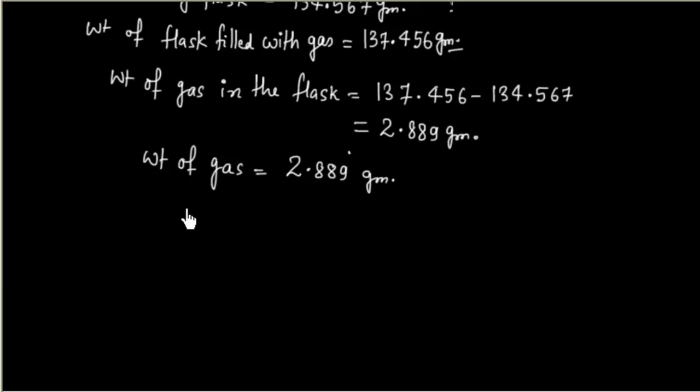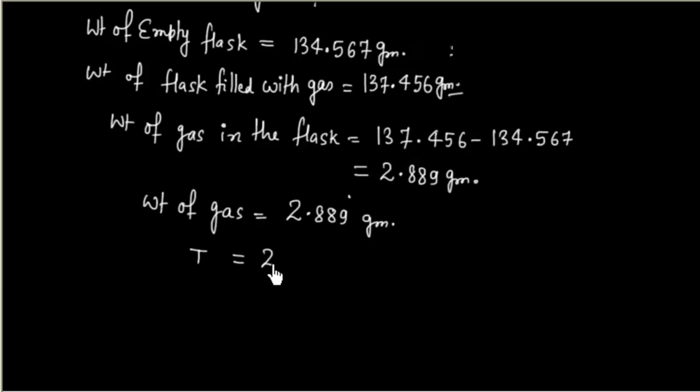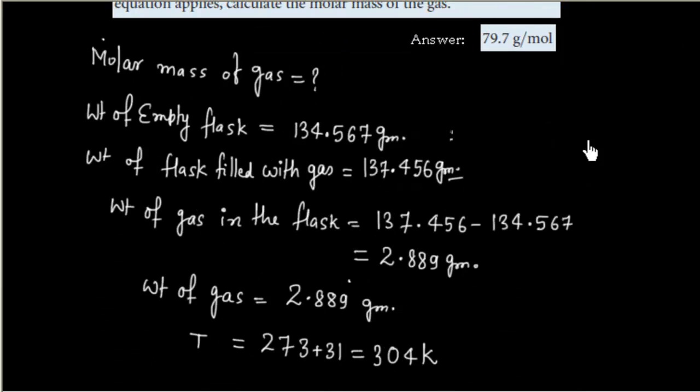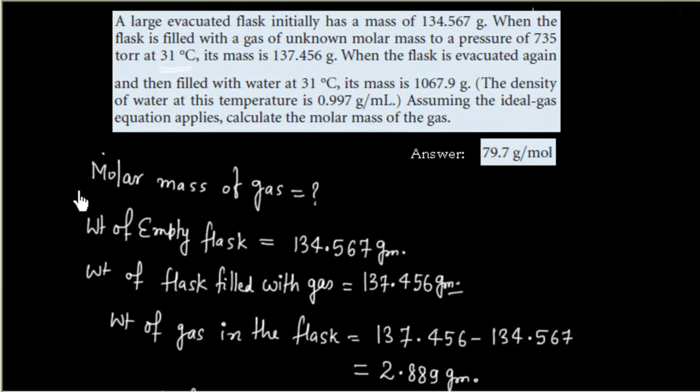So the temperature is given, 31 degrees centigrade. So we can convert into Kelvin. So 304 Kelvin. Pressure is also given, that is 735 torr. So we can convert this into atmospheric pressure. Now next we have to calculate the volume of the flask. To calculate the volume of the flask, we have been given this information.